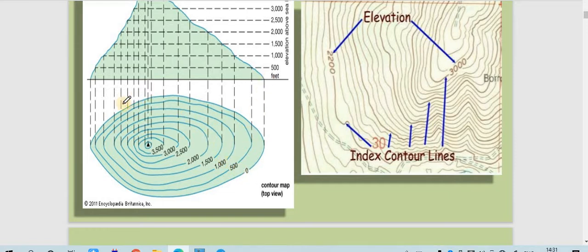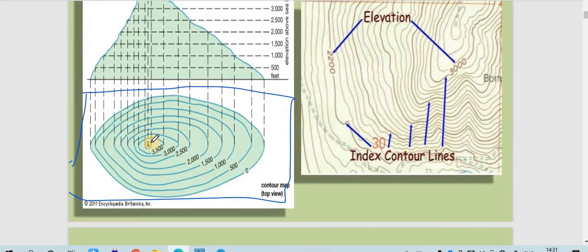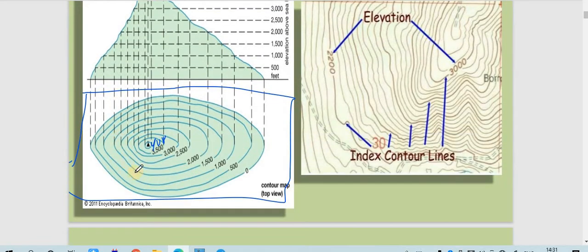So by this particular plan or map, we can directly draw a figure which shows that the topmost portion will be 4000 meter. Then there is 3500, then 3000, then 2500. So basically what we are getting is that if there is a higher value inside and a lower value outside, that means it is indicating a hill.